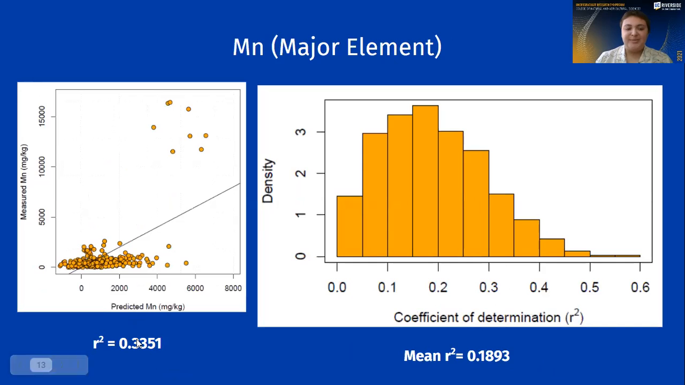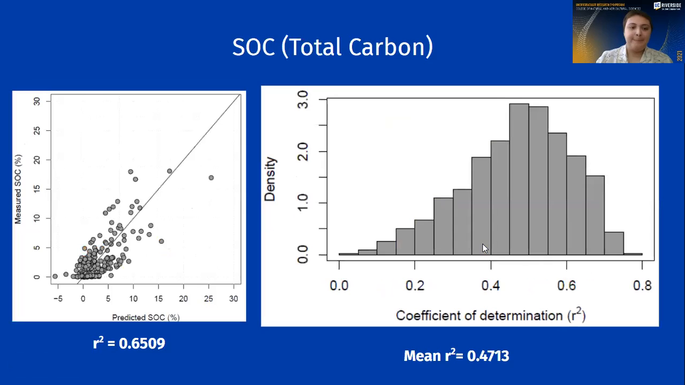Next was manganese. This model did not do as well. As you can see, it had a lower R-squared value, so only 33.51% of the variation in manganese concentration is explained by variation in color, as can be seen by this graph and the distribution of R-squared values here from the multiple jackknifing. And finally, the soil organic carbon had the highest R-squared, with 65.09% variation in the soil organic carbon concentration explained by the color. And you can see the distribution here of those R-squared values again with the mean R-squared.